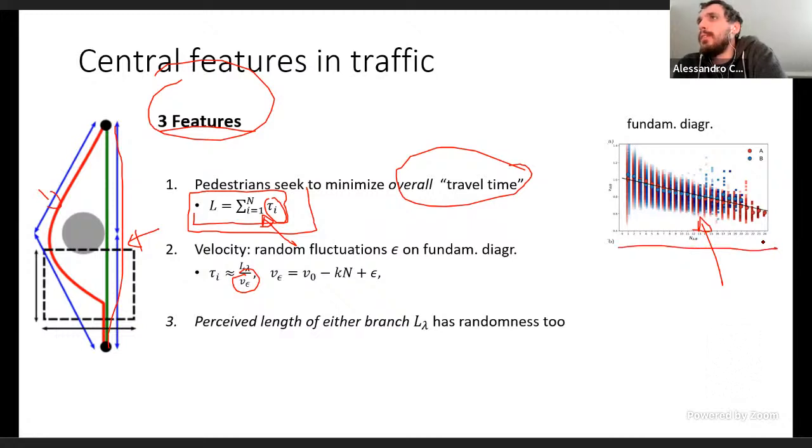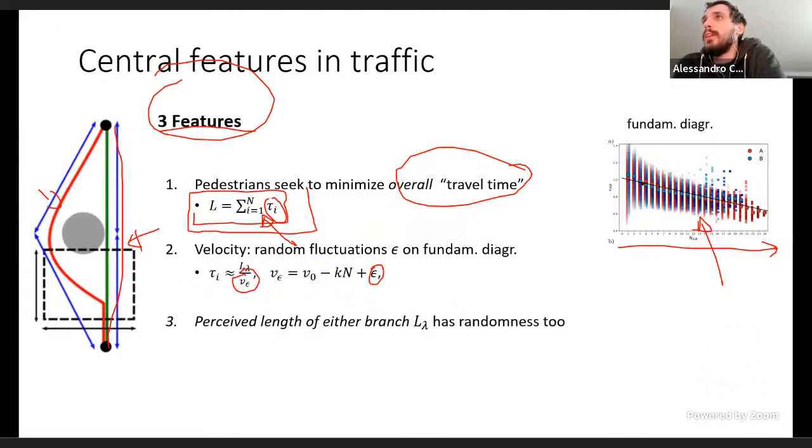So what you have here is the number of people in a channel, and on the y-axis is the velocity. The more the channel gets clogged, the lower the velocity, and therefore the higher the travel time. So now we have a stochastic functional that couples all the pedestrians together, and the stochasticity here is given by the fluctuations in velocity.